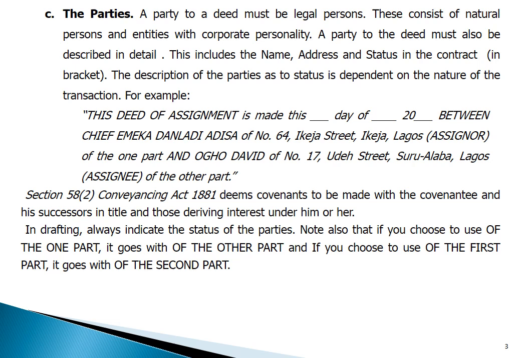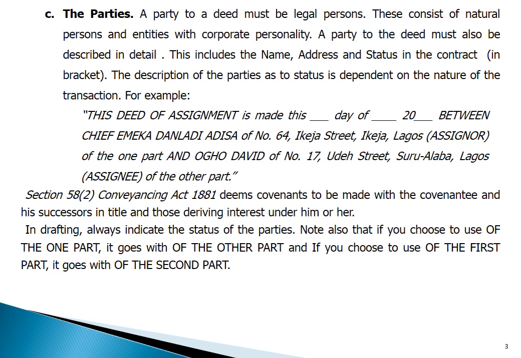For example: this deed of assignment is made this dash day of dash 20 between Chipemeka and Laja itself, number 64 Ikeja Street, Ikeja, Lagos, as assignor of the one part, and Ogo David of number 17 Ude Street, Suru Alaba, Lagos, as assignee of the other part. Section 58 sub 2 Conveyancing Act 1881 deems covenants to be made with the covenantee and his successors in title and those deriving interest under him or her.